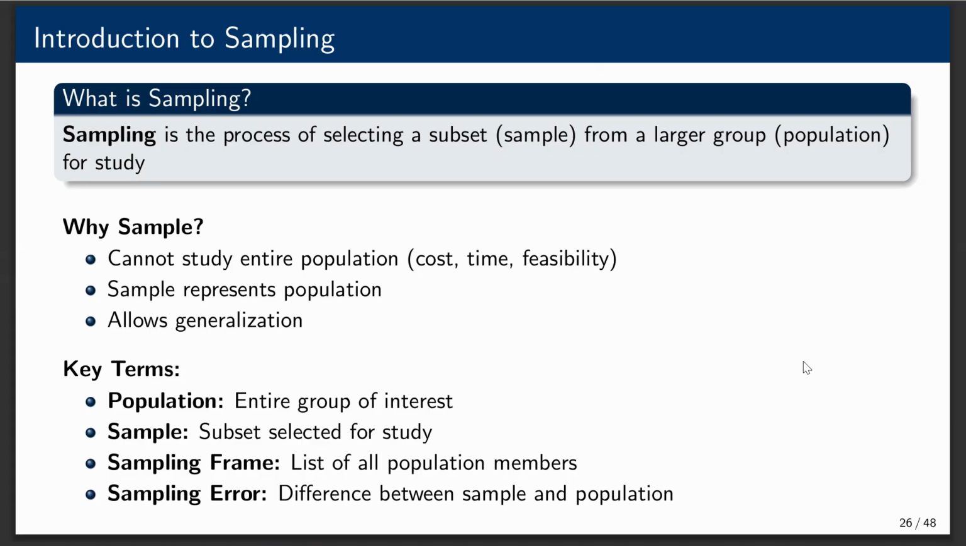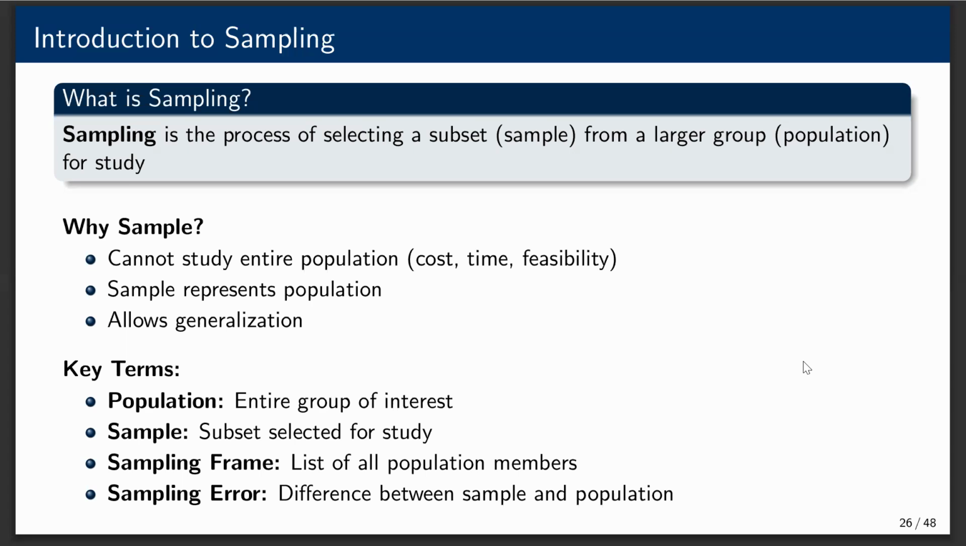So what is sampling? Sampling is the process of selecting a subset or sample from a larger group, that is the population, for the study. Why do we need a sample? Because we cannot study the entire population because of lack of cost, time, feasibility. So the sample represents the population. It allows generalization. So these are the key terms. First is population, sample, and sampling frame.